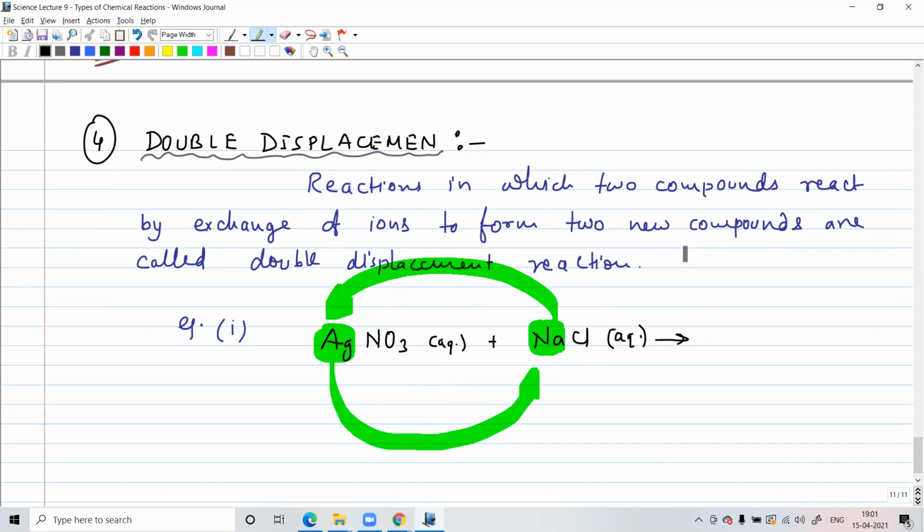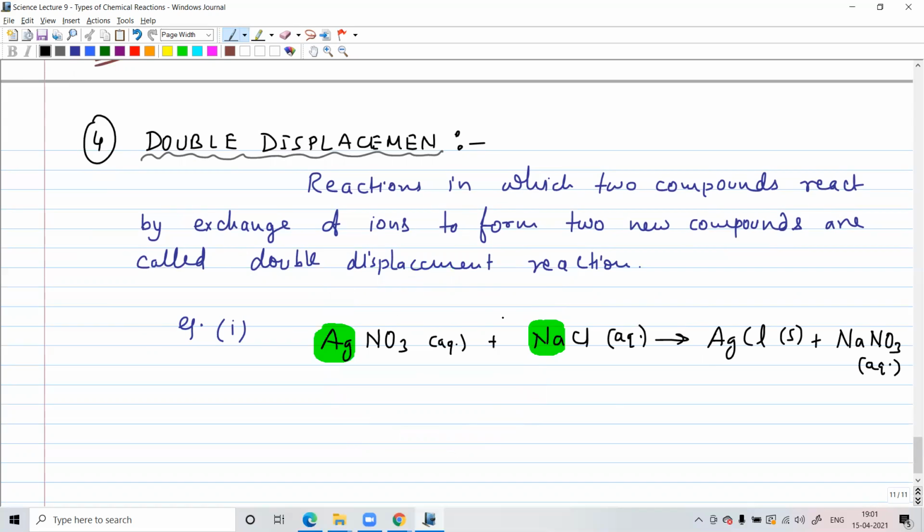Can anyone guess what will be the product? Tell me. Silver chloride and sodium nitrate. Yes. It will become AgCl, that is silver chloride, solid, and sodium nitrate, NaNO3. This is aqueous. Okay.